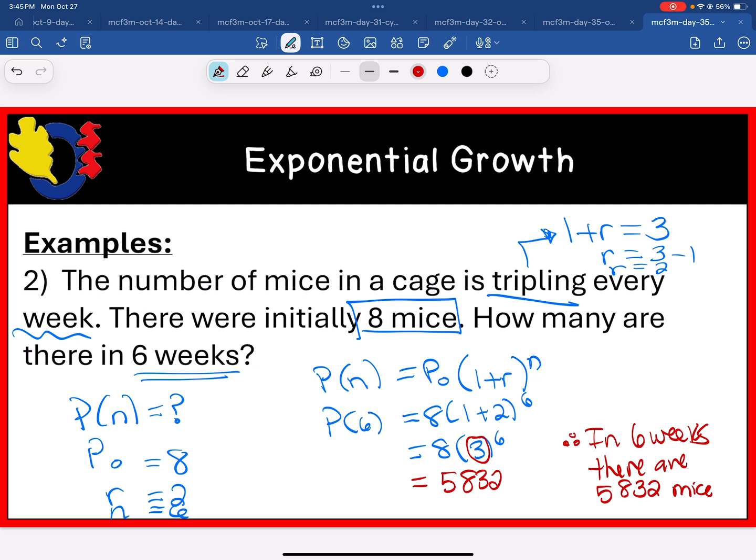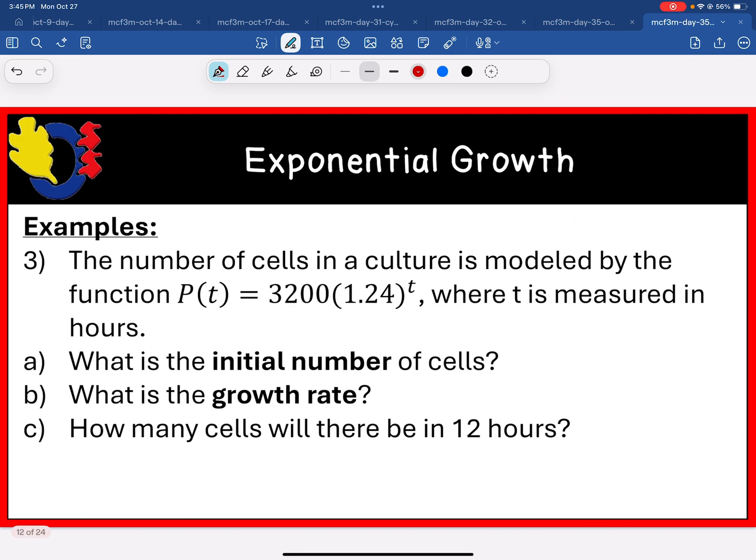Okay, so let's look at another example here. The number of cells in a culture is modeled by the function P of t is equal to 3,200 times 1.24 to the exponent t, where t is measured in hours. What is the initial number of cells? So from the equation, we can get the answer as 3,200. So 3,200 cells.